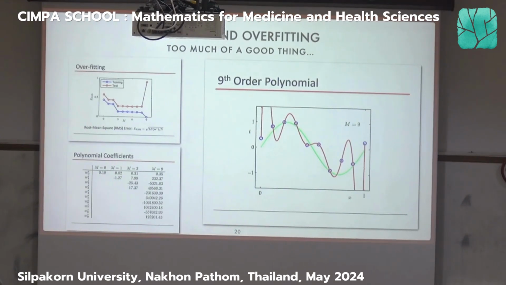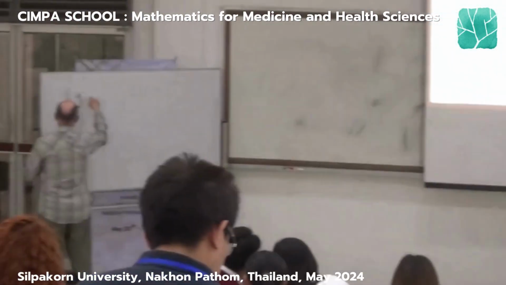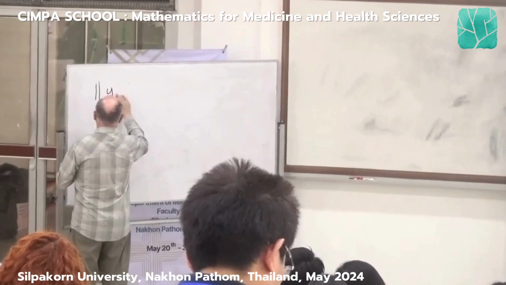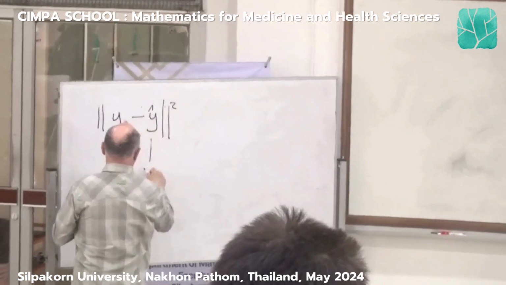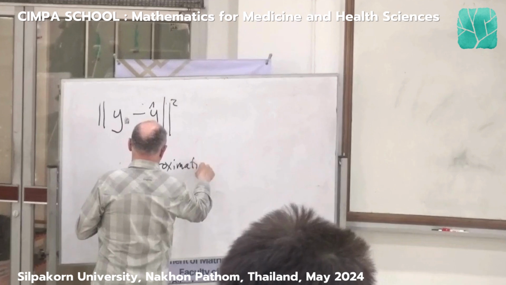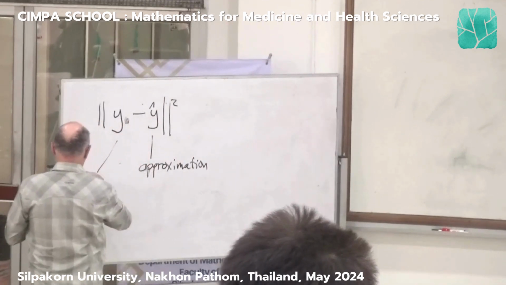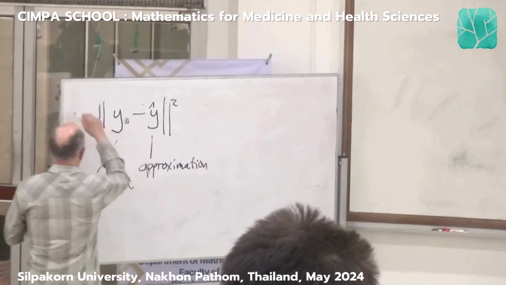In fact, if I measure the error, let me calculate the error. What's the error? I showed you that the error is the norm of y minus y hat, where y hat is the approximation and y is the measurement. We want to minimize it.